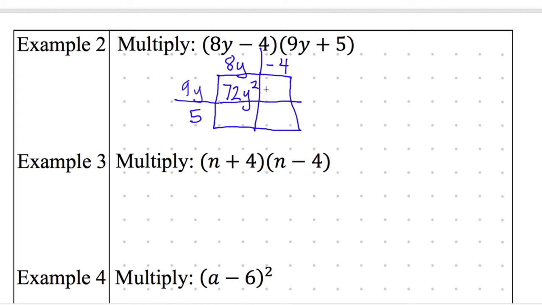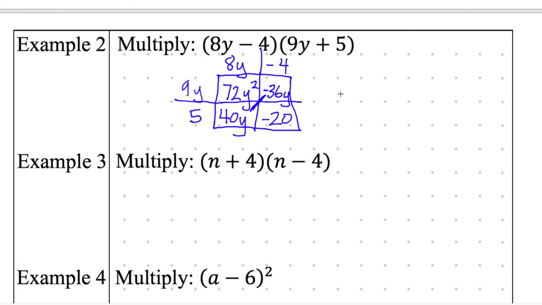To the right. Negative 36y, and 40y. And then finally, negative 20. All right, and we are going to add the diagonals. And Andres, tell us the answer. Add the diagonals and give me the entire answer with that 72y squared in there.